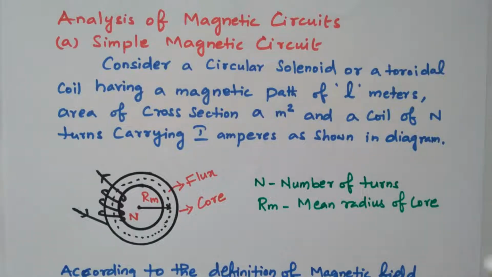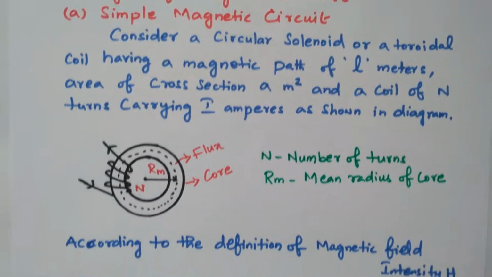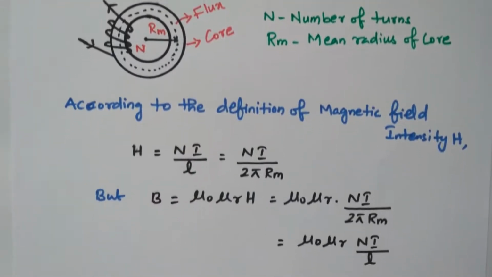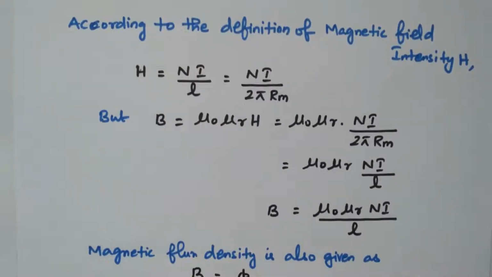Now we will analyze this circuit. According to the definition of the magnetic field intensity, H equal to Ni divided by L. Magnetic field intensity is nothing but mmf per unit length. This length is nothing but 2 pi Rm, that is, the circumference of this core, because both are equal. Length is nothing but circumference, and circumference means 2 pi Rm, where Rm is the mean radius.